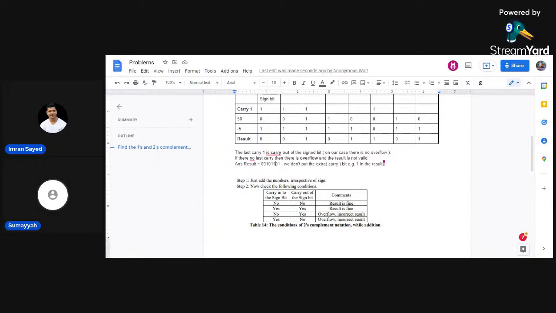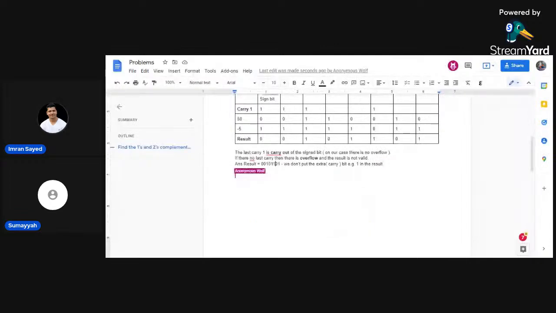It's correct. The result is 45, which is 50 minus 5. You check. So in the exam you're going to be sure that whatever you have written is correct. Checking the result, or you can convert this back to decimal. 50 minus 5 equals 45.